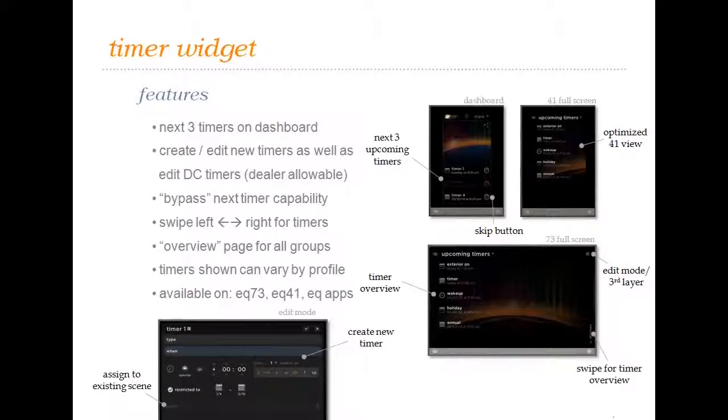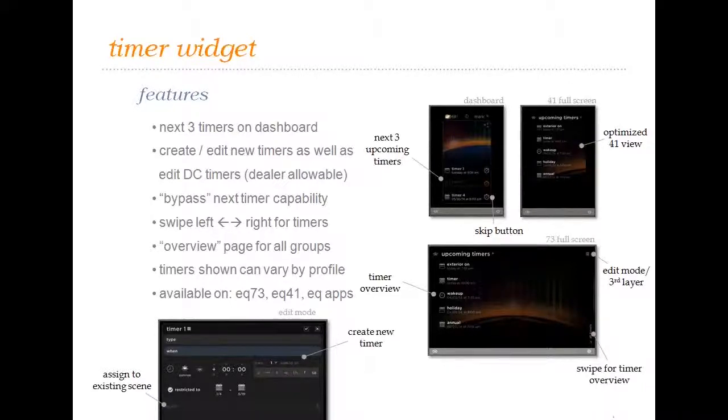As you take a look at the timer views here, the top left and right graphics, on the dashboard view, what you're going to see are the next 3 upcoming timers. So it's not all of the timers in a project, it's the next 3 in chronological order that will fire. You have the ability on each of those to skip them if you so choose. You'll see the date and the time that those are going to happen.